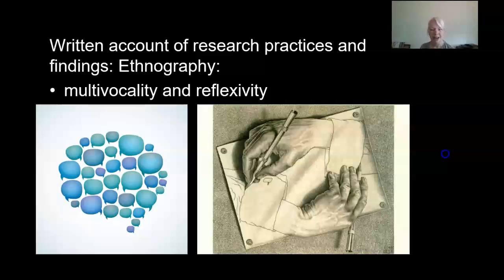I want to talk about a couple of important qualities of the writing that cultural anthropologists publish. And that is multivocality and reflexivity, which are fancy words for some of the primary ways that anthropologists try to do their writing. Multivocality means multiple voices are represented in the text.